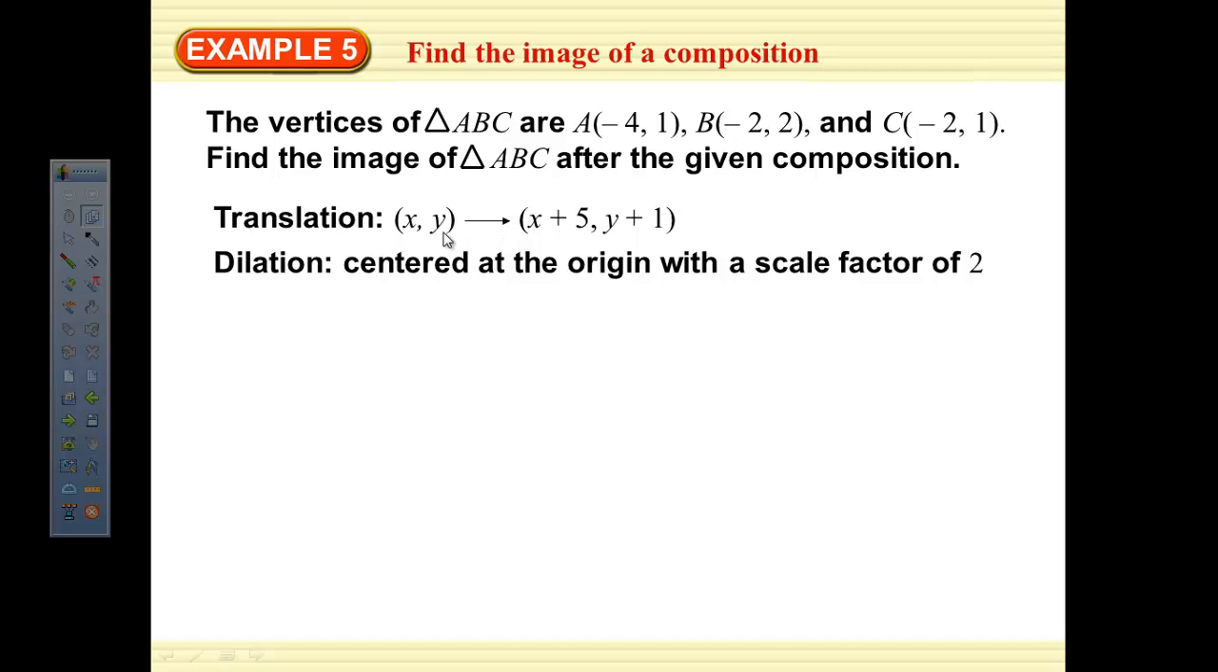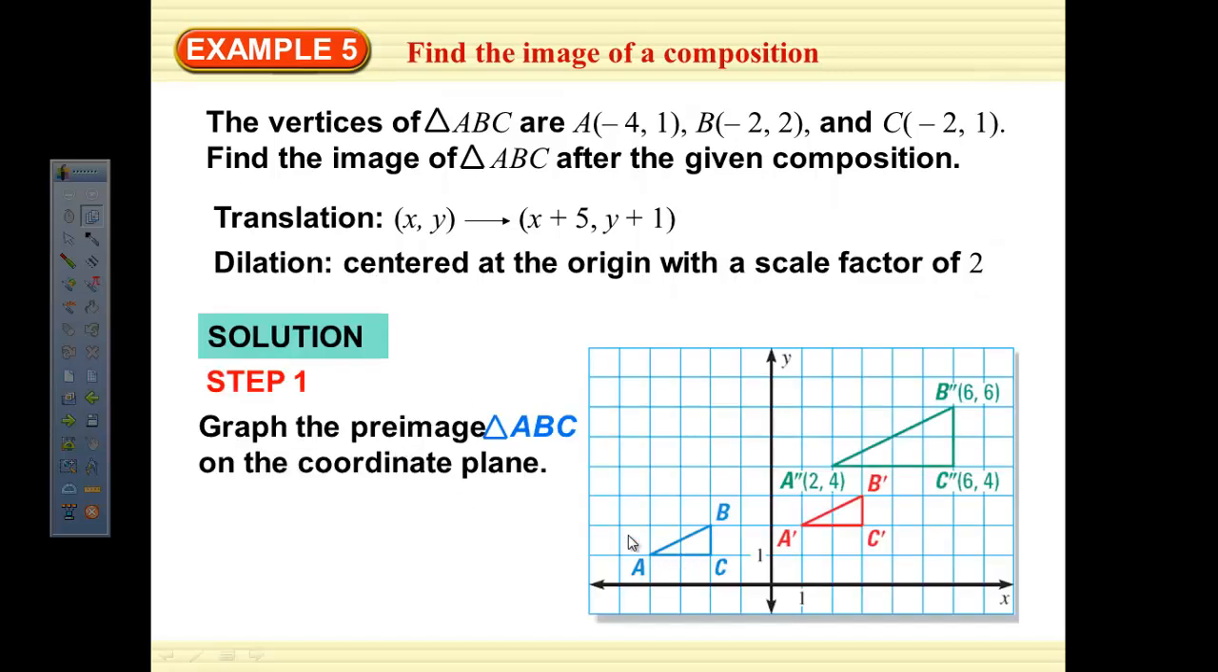The second thing you're going to want to do is this translation, which means we move it 5 to the right and 1 up. And then with the center at the origin, we want to dilate it with a scale factor of 2, so it will be twice as big. And I'll show you how that's done.